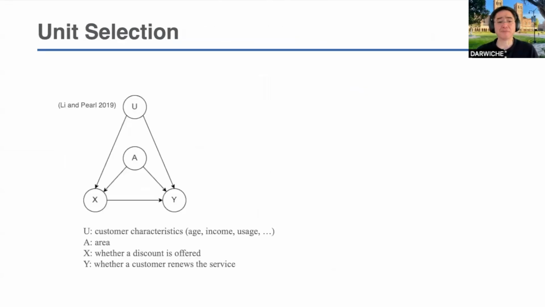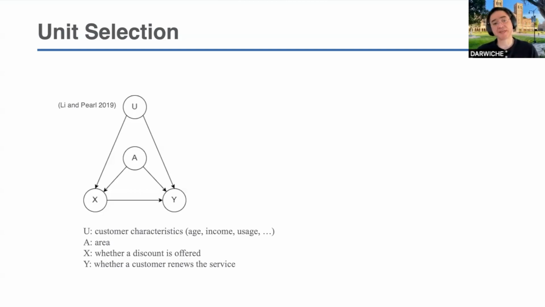So the problem was introduced a few years back, and that was called unit selection. This was the motivating example used in this work. The idea is I have a situation where I have customers that I may offer a discount to encourage them to renew some kind of service. And these customers have some characteristics. And the question is, I want to know which kind of customers to target. So the customers here are the objects, the units. And we're trying to select the units or the customers that I should target with this incentive policy.